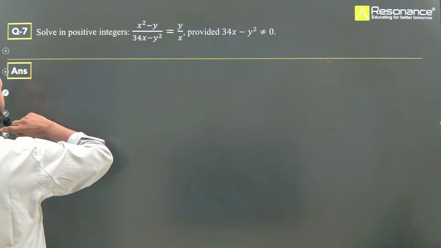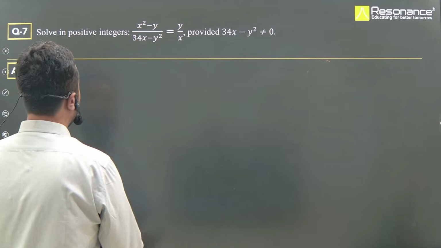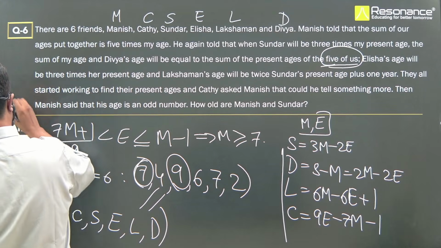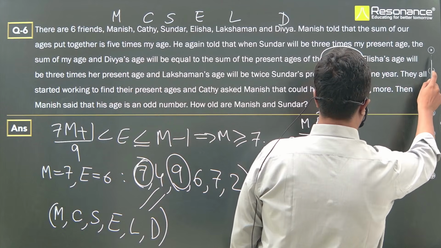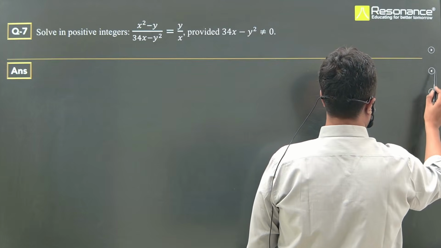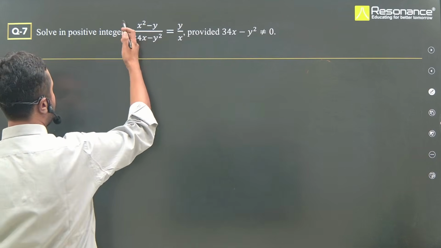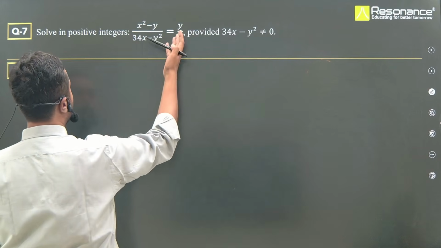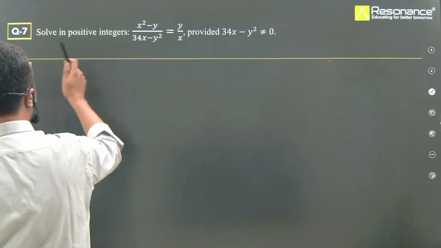Okay. Let's go to the next one. All right, so what do we have? X square. Ouch. All right. So x square minus y by 34x minus y square is equal to y by x. And more importantly, x and y are positive integers.